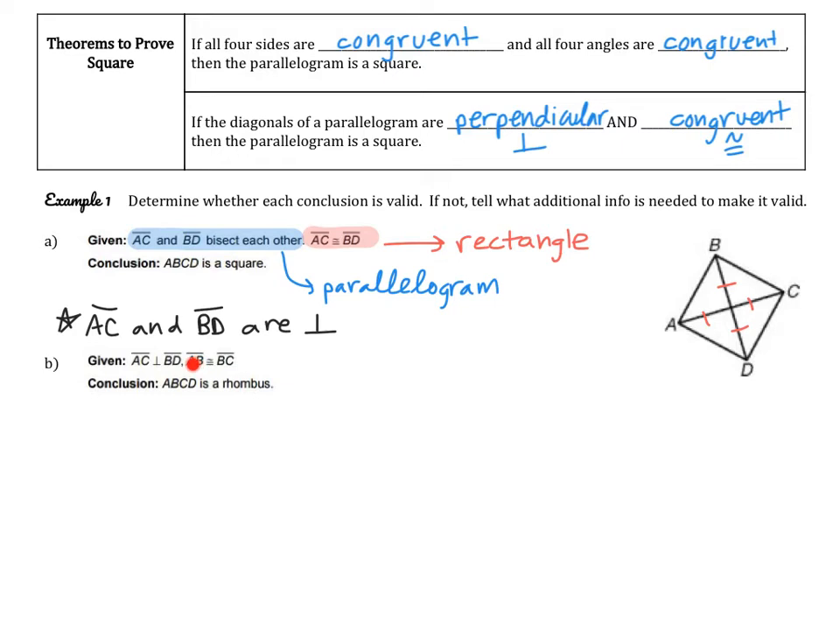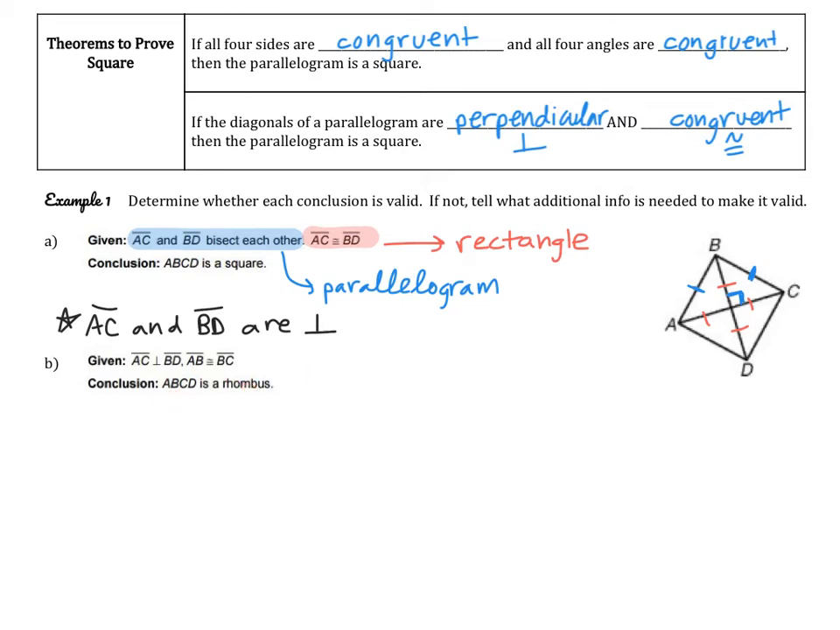So let's look at part B. For part B, here we are given that AC is perpendicular to BD. So we're told this, I'll write it in blue. And we are also told that AB is congruent to BC. So this is actually enough information to in fact conclude that ABCD is a rhombus.